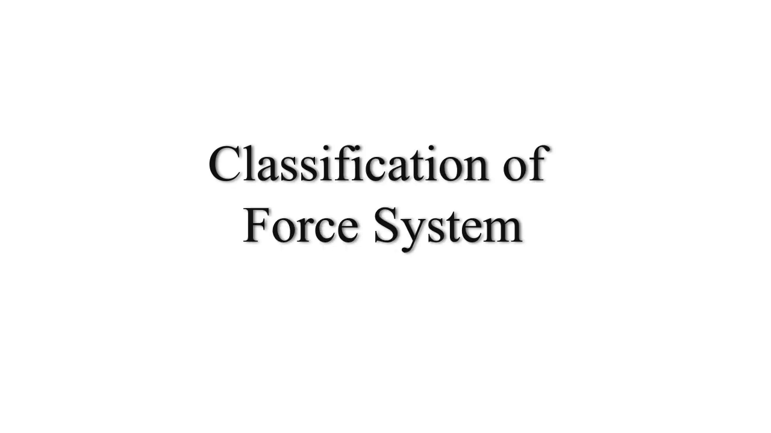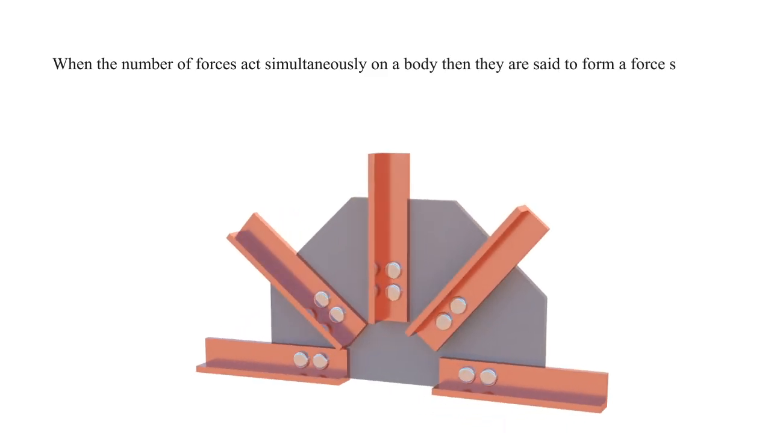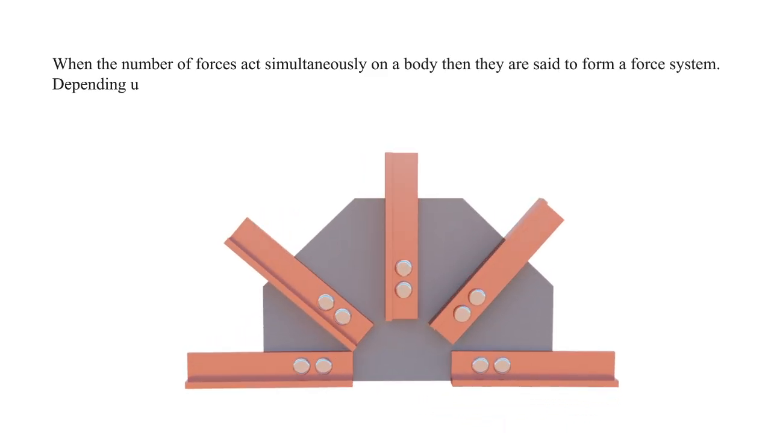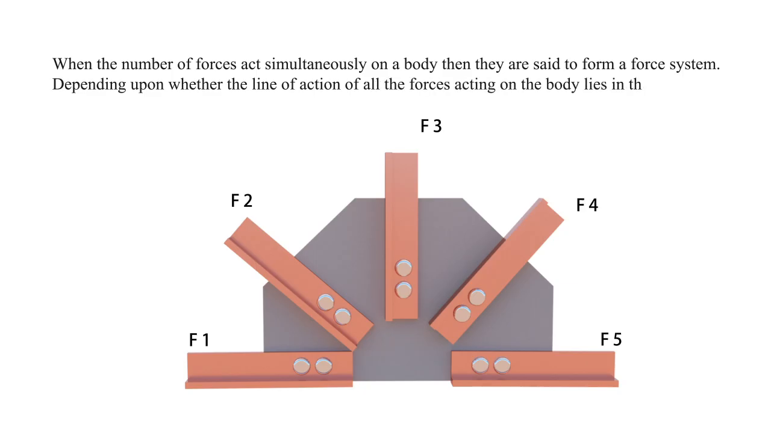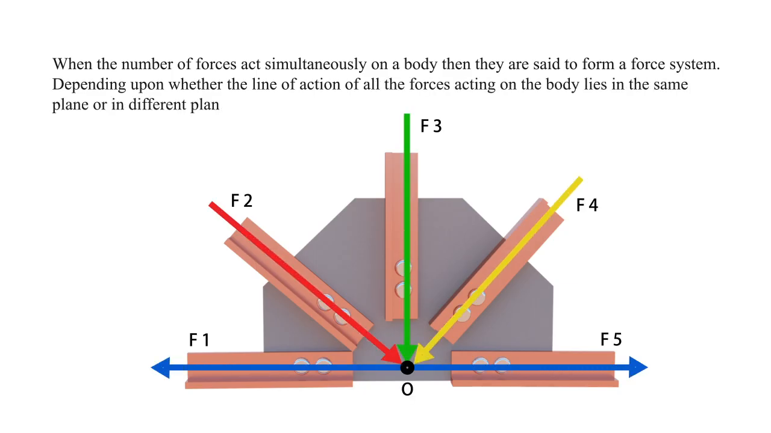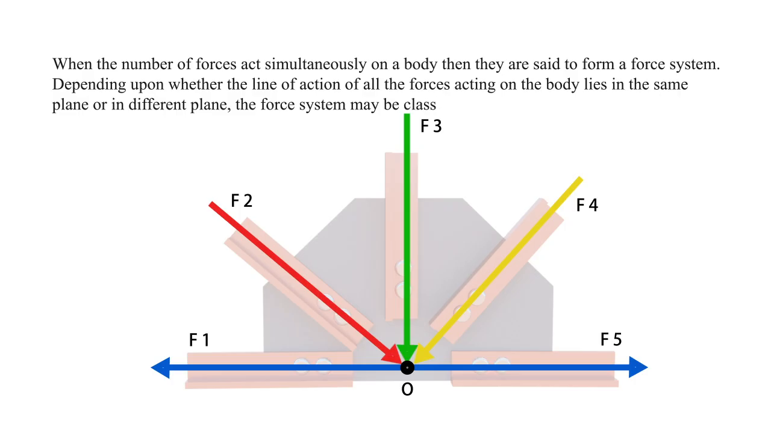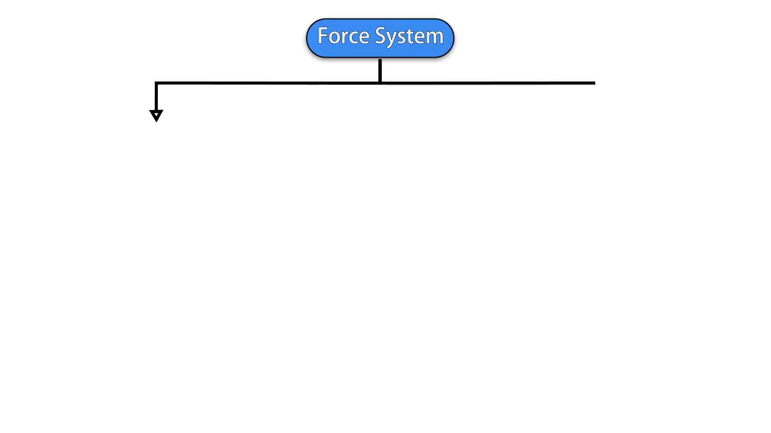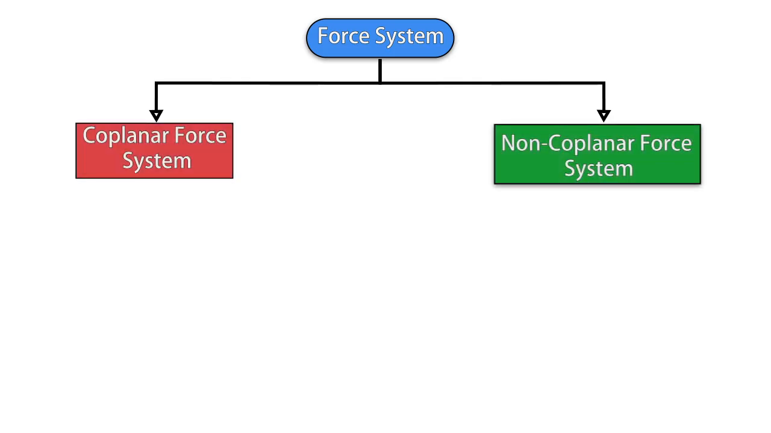Classification of force system. When a number of forces act simultaneously on a body, they are said to form a force system. Depending upon whether the line of action of all the forces acting on the body lies in the same plane or in different planes, the force system may be classified as follows. Force system is broadly divided into two parts, that is coplanar and non-coplanar force system.